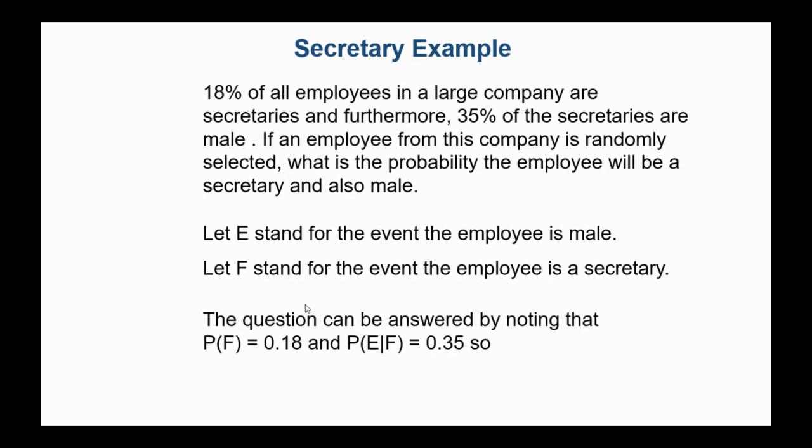So the question can be answered by noting that the probability that F occurs, where is my pointer? There it is. Probability that F occurs, so events of secretary, employees and secretaries, 18%. Probability of E given F. So E is that they're a male. So male given that they're already a secretary, 35%.